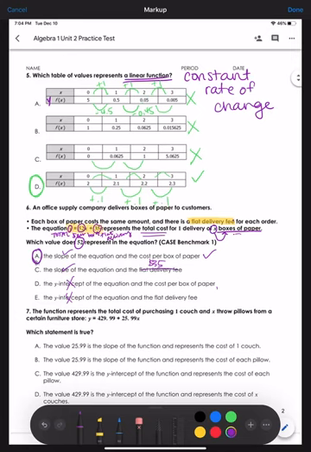Okay, number 7. The function represents the total cost. We've got another situation here: total cost of purchasing one couch with x throw pillows. Throw pillows are those decorative little pillows you put on a couch. From a certain furniture store, and it's giving us the equation y equals $429.99 plus $25.99 times x. So it's asking which statement is true.